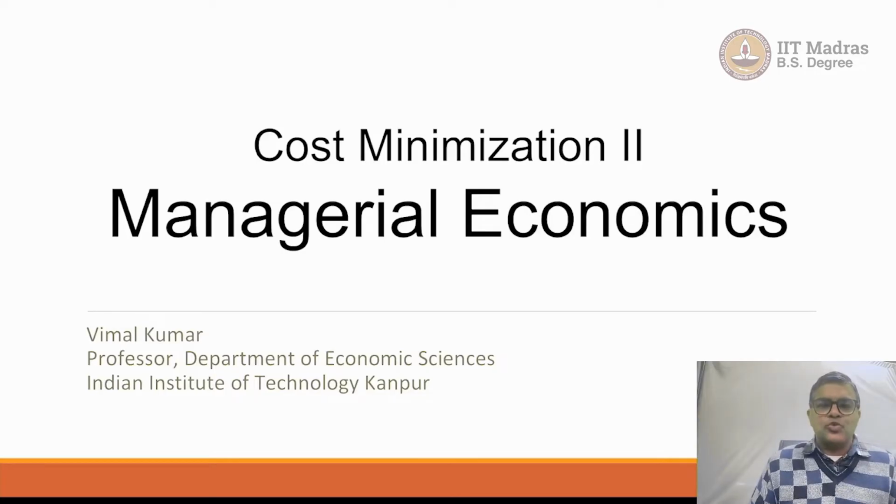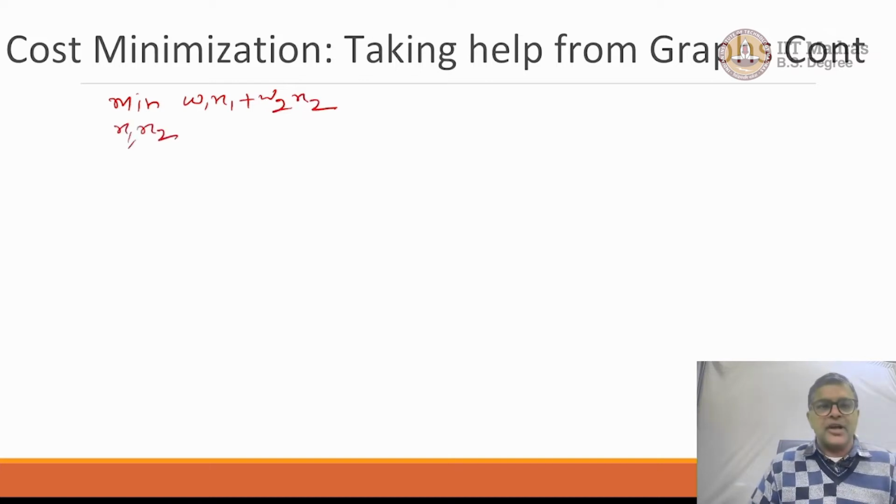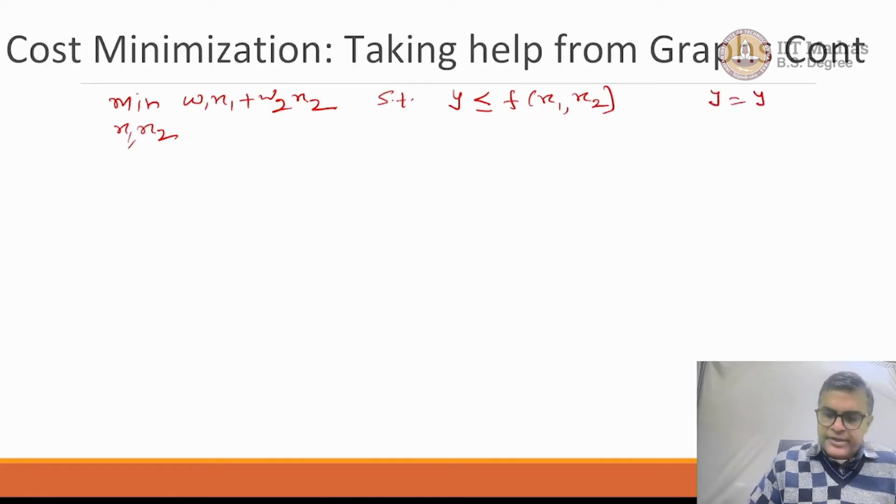Welcome back to part 2 of cost minimization. What we have learned is that our fundamental question is to minimize the cost of input, of course, by changing the input mix. Here we are taking a production process with one output and two inputs, such that we are able to produce at least y units of output. For a particular level, we can fix y to y naught, but this can be varied also.